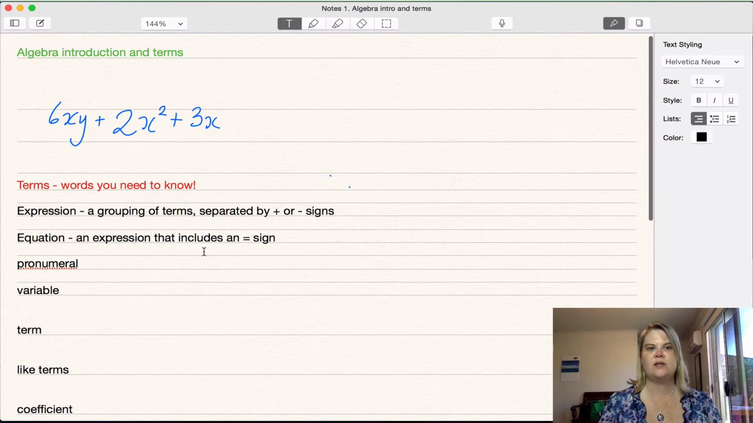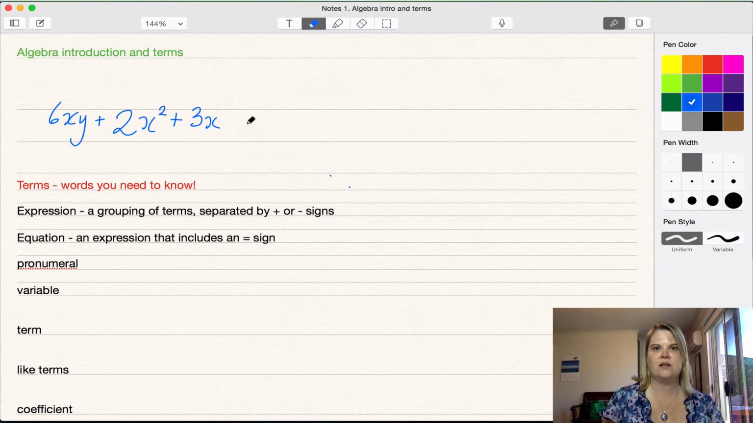An equation is just like an expression, except it has an equal sign in it. So we could add to this one up here and put equals 6, or you could make it equal 6xy plus 3. It could be equal to anything. If there's an equal sign in it, then it's an equation. No equal sign, it's an expression.